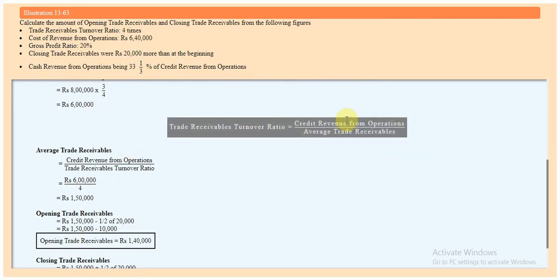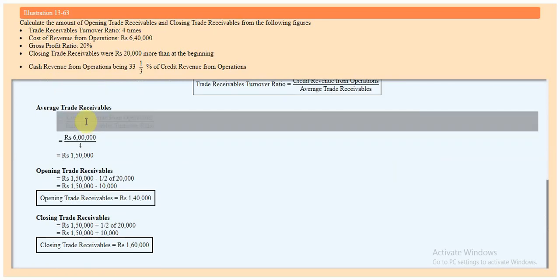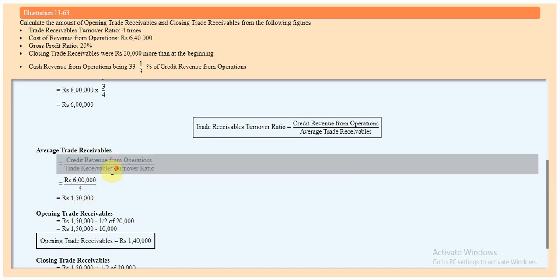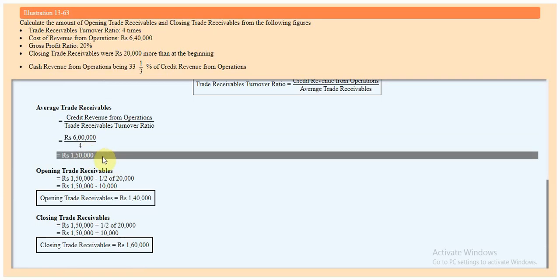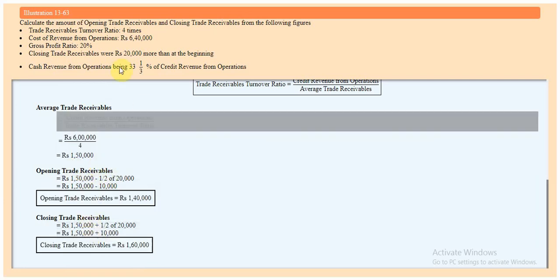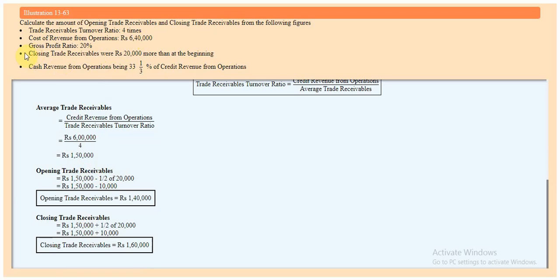Now substituting both these data in the formula, we will find out the average trade receivables. That is credit revenue from operations, which we just now found as 6 lakh, divided by trade receivables turnover ratio, which is given in the question as 4 times. So dividing that, we get the answer as rupees 1,50,000. This 1,50,000 is the average trade receivables. From this, we can easily find out the opening and closing trade receivables, because they gave an information here that closing trade receivables were 20,000 more than the opening trade receivables.